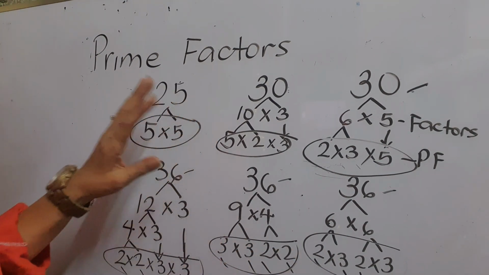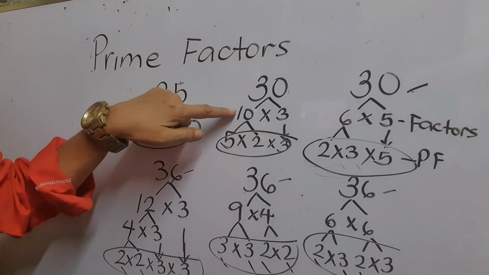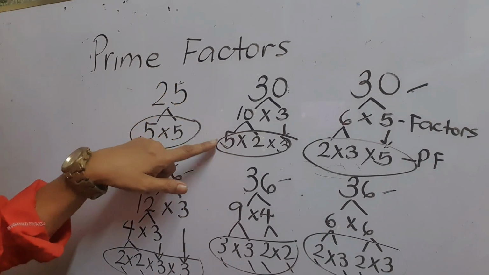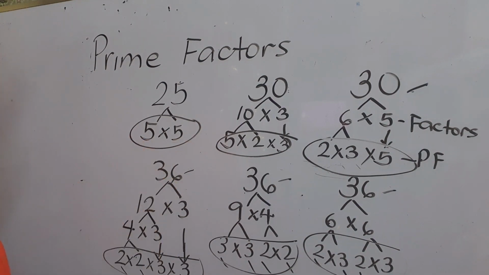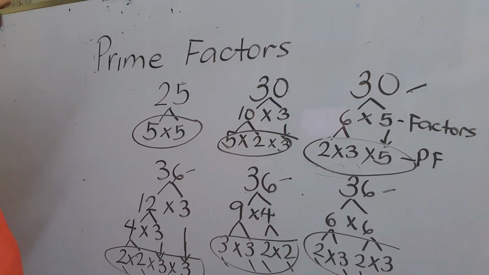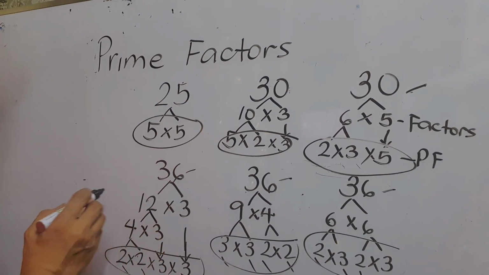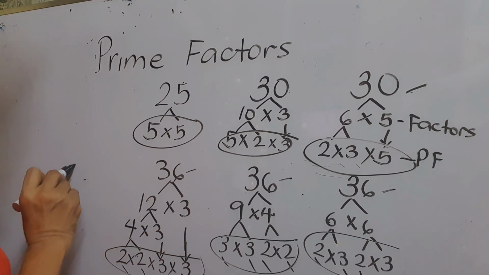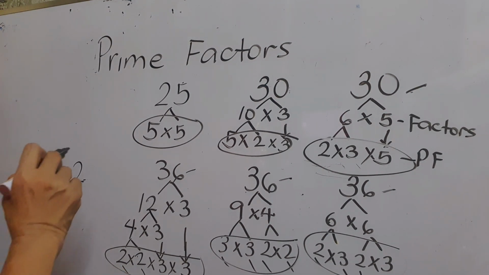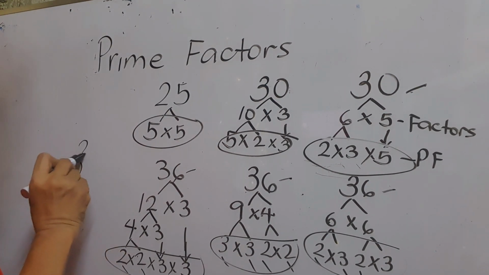So, linawin lang natin, ha. These are the factors. These ones are the prime factors. Okay? So, tingnan natin dito sa 36. Anong number yung nakita natin? 2. Okay? Ilang beses pinakita ang 2? Dalawa. So, 1, 2. So, 2 to the second power or 2 square.